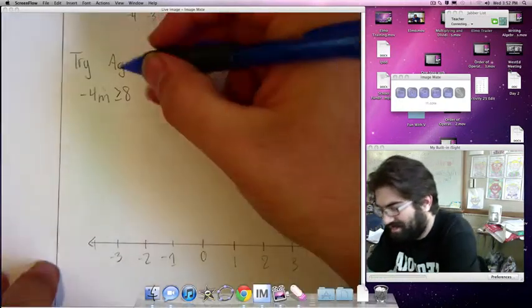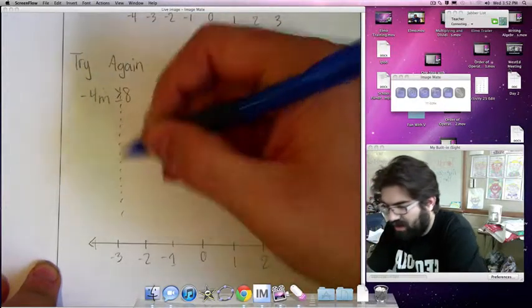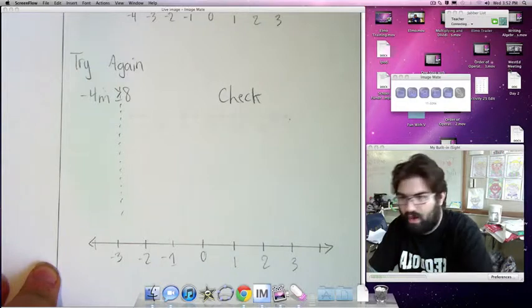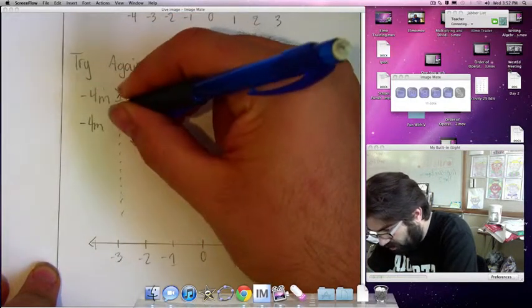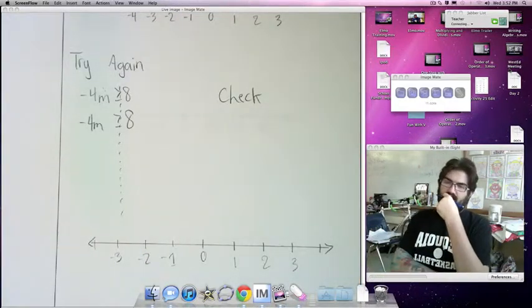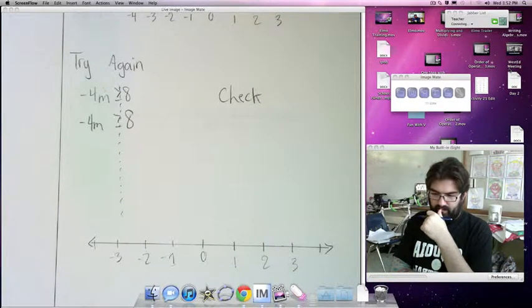Let's try again. I'm putting my balance line over there, on the side, because putting it through the inequality mark would make it look like a triangle, and I don't want a triangle. -4m is greater than or equal to 8. Okay, well, I don't like that negative. That -4m is bugging me.